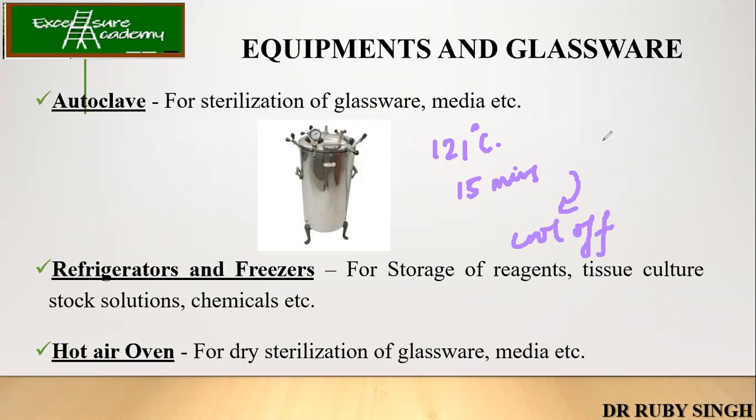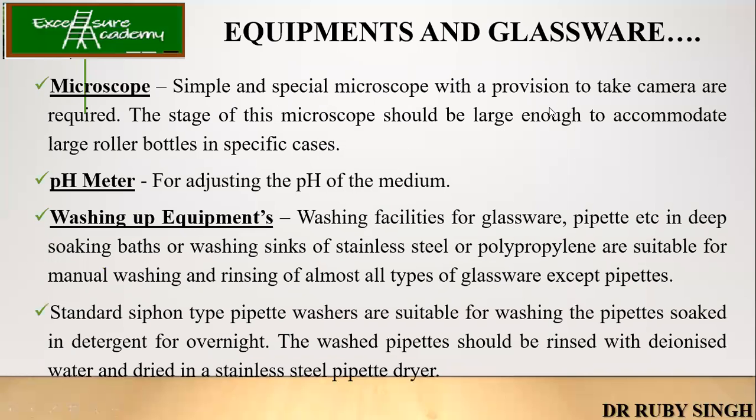And again, sterilize aseptically, it is transferred to the laminar flow wherever you're carrying out your plant tissue culture. Okay. Next is refrigerators and freezers, that is for the storage of reagents, tissue culture, stock solutions, chemicals, etc. And hot air oven, dry sterilization of glasses and media. So all these equipments will be present wherever the tissue culture experiments are carried out.